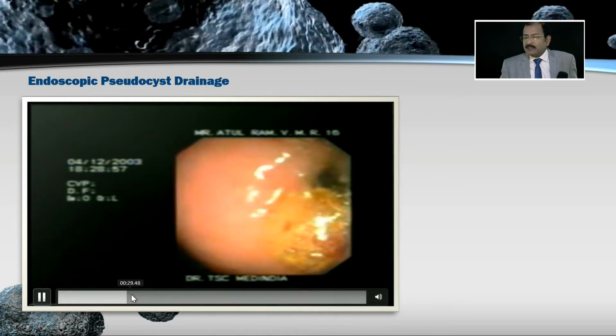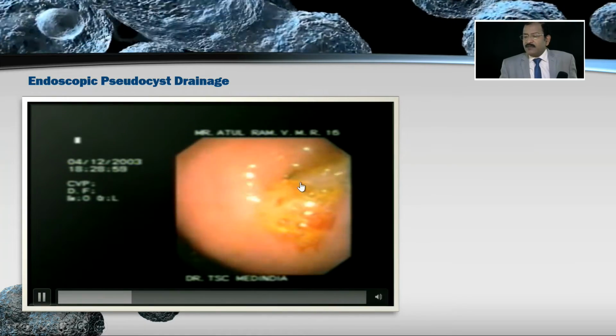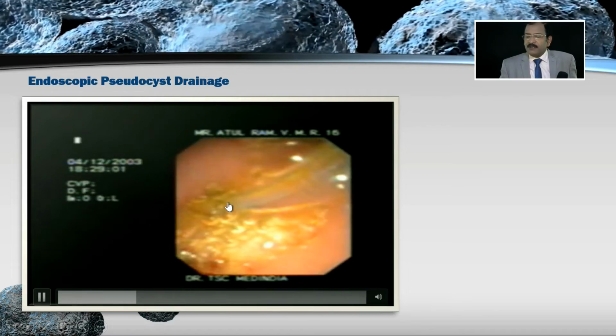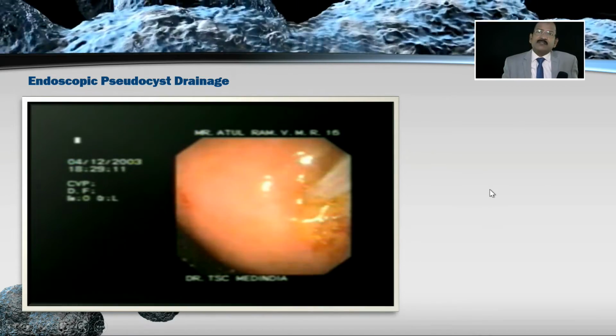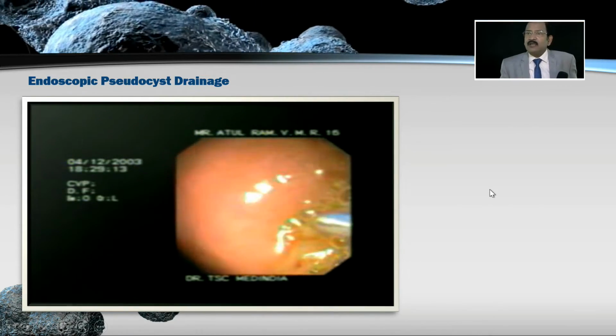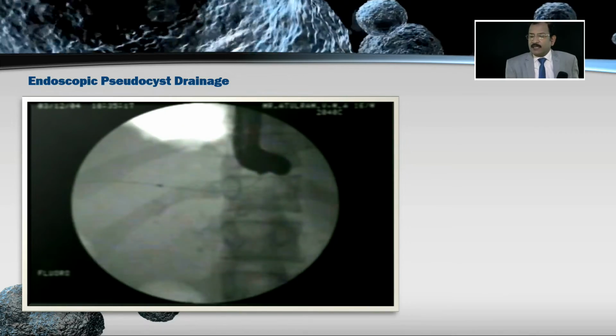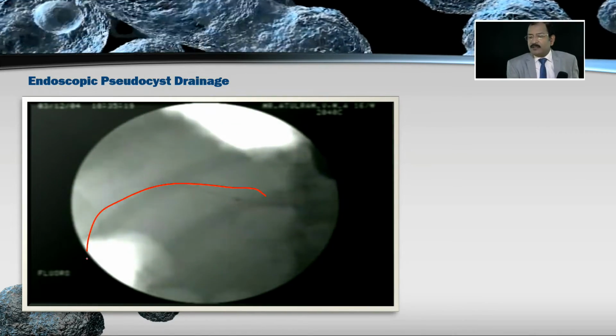After that, you can inject the vasopressin here, and then perforate the stomach, the posterior wall of the stomach, and then you can enter into the pseudocyst here. This is the guide wire going into the cyst.